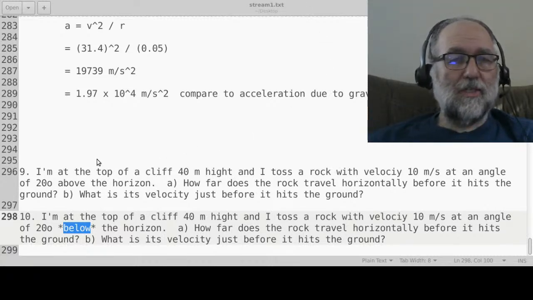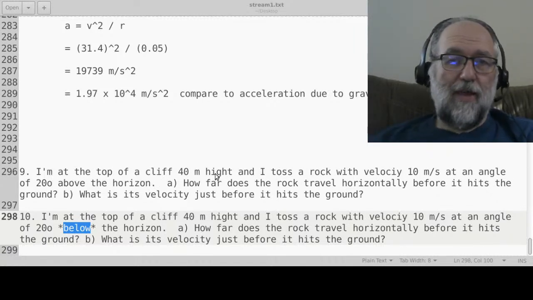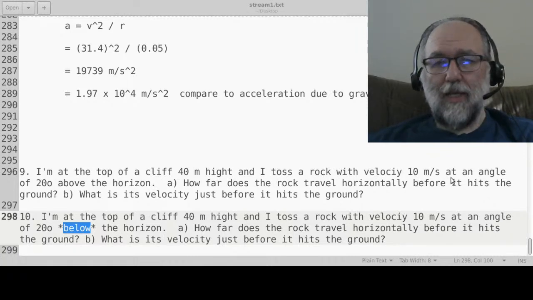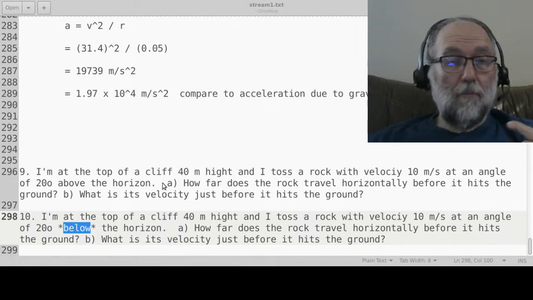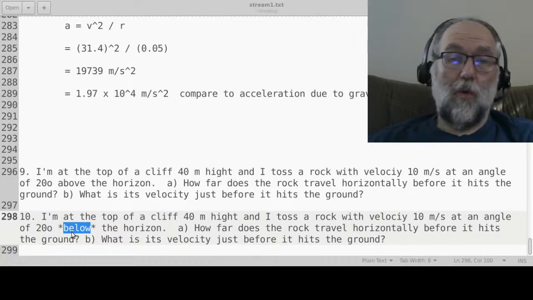Okay, so what's the situation here? I'm at the top of a cliff 40 meters high. So there's a cliff and I'm at the top of it, and I toss a rock with a velocity of 10 meters per second at an angle of 20 degrees above the horizon. In question 10, the next question I'm going to do, it's the same situation, but I throw it with 20 degrees below the horizon.